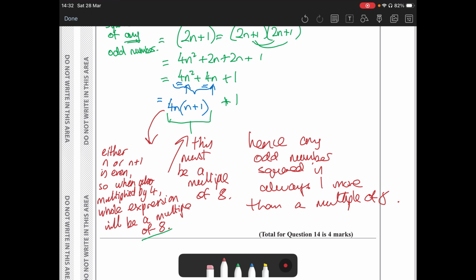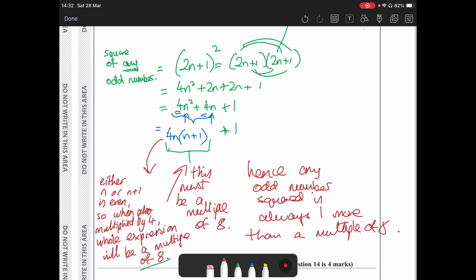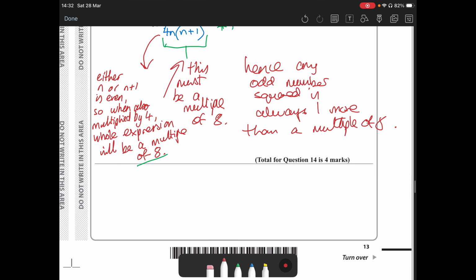That was a hard proof because usually with these sort of proofs, the multiple part, the 8, you can easily factorize for a lot of these questions. That one has an extra dimension of difficulty because you've got to spot that if you've got n and n plus 1, if one's odd, the other one has to be even and vice versa.